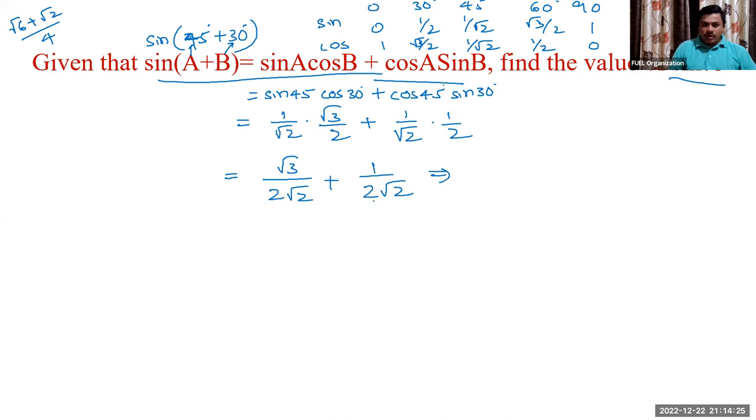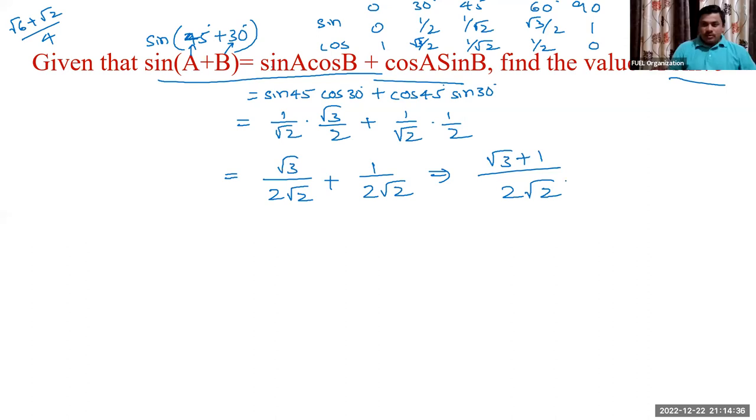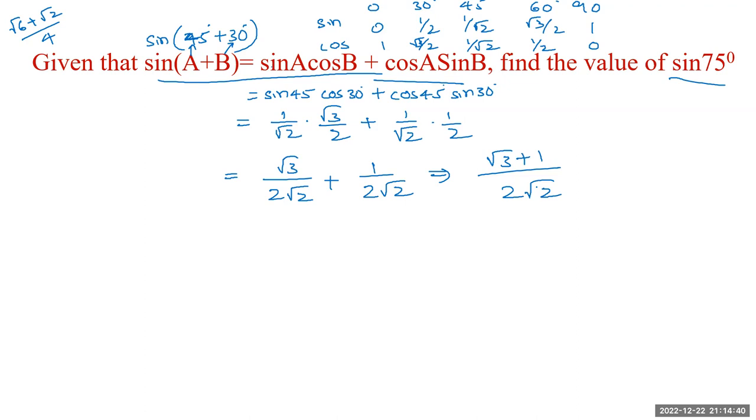Both the sides, denominator 2 root 2 only. So the LCM will be 2 root 2. And what will I get in the numerator? Sir, 3 plus root 3 plus 1. Well, but this is not my final answer. What should I do next step? We should rationalize it. Very good.